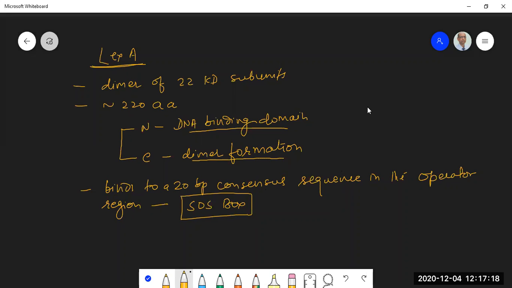Where does it bind? So in the promoter, we have seen this. There is a promoter, within the promoter there is an operator, and these are the genes. Right? So somewhere here you have this SOS box, which is a 20 base pair consensus sequence. It is to this particular 20 base pair region that the LexA repressor protein goes and binds. So when it is bound, it physically obstructs the binding of RNA polymerase, and as a result the genes will remain switched off, right?